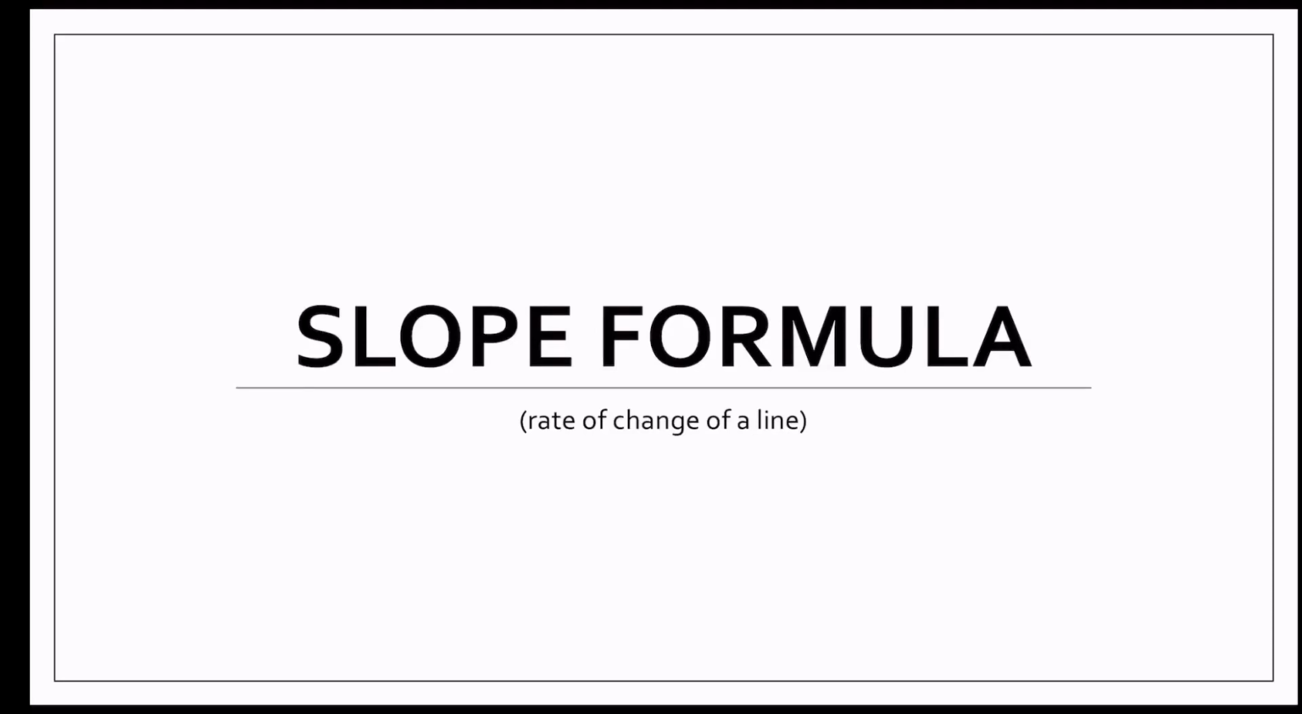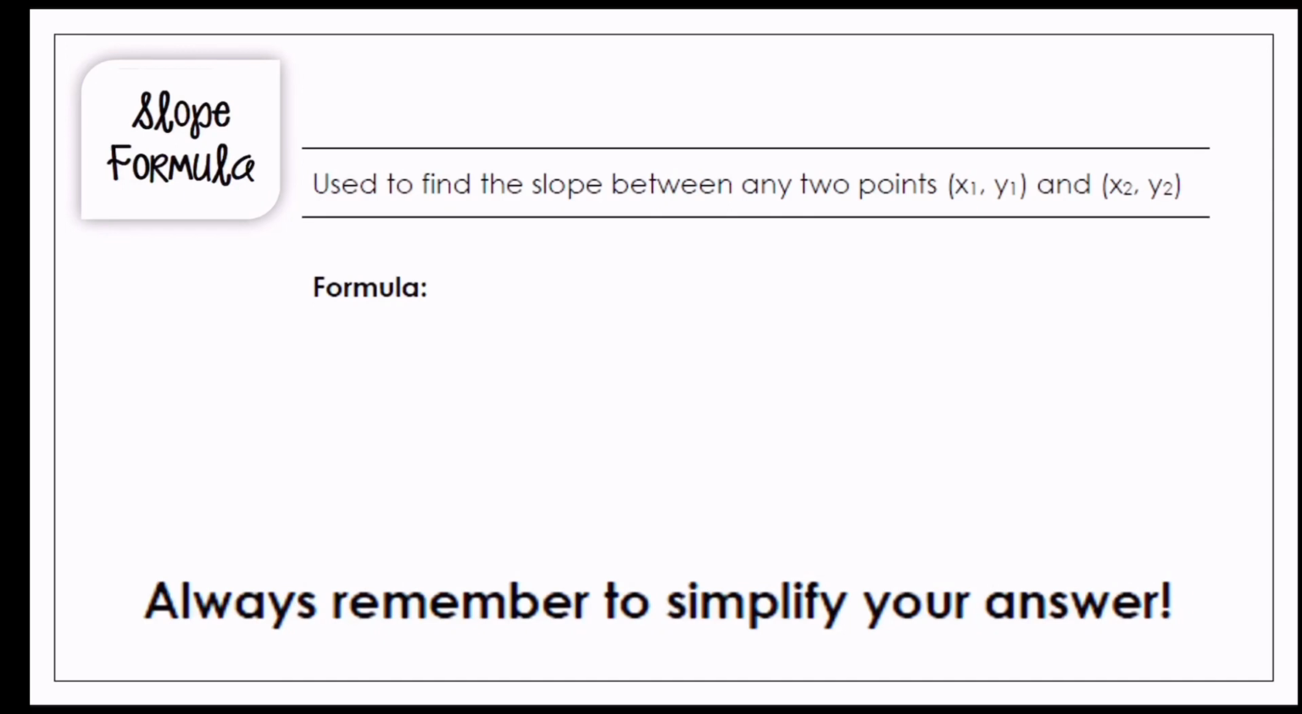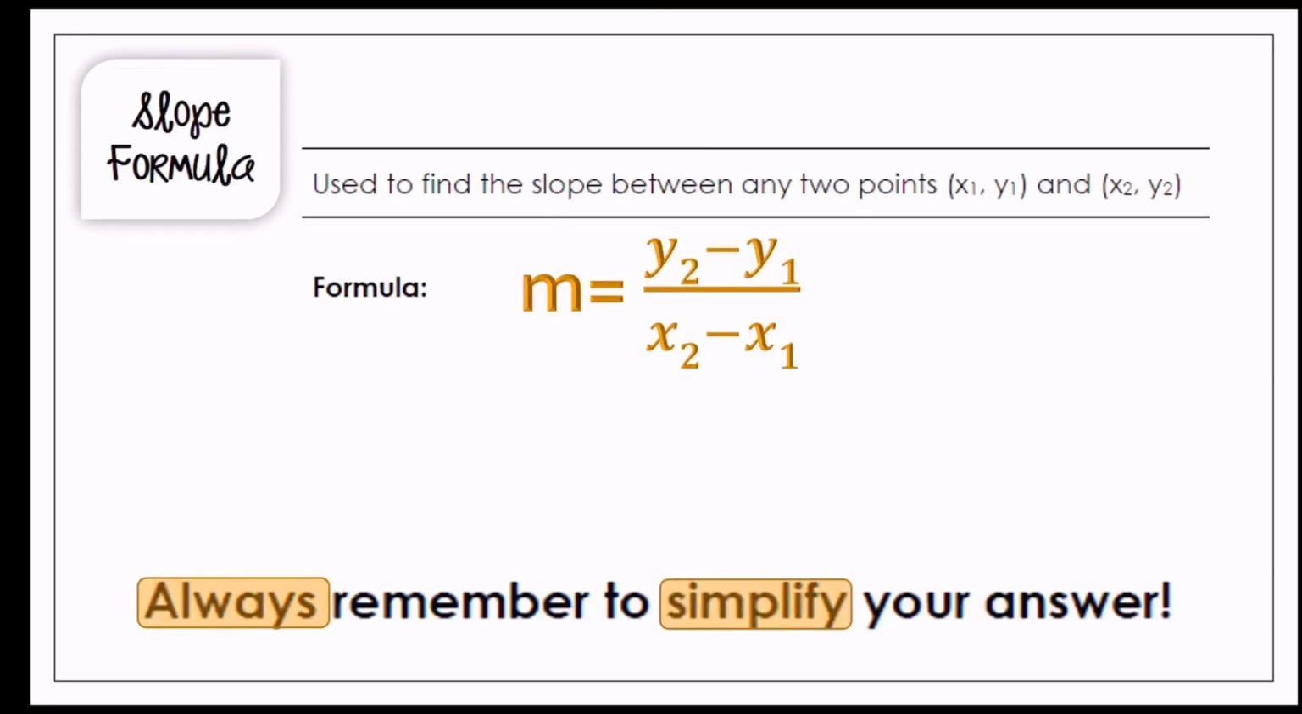So for most of us, this should probably be a little easier than we had last week because you've touched on slope already. But now we're going to go straight to a formula, okay? There is a slope formula. We use this to find the slope between 2 points. And that is y2 minus y1 divided by x2 minus x1. You all did this last week. But now always remember to simplify your answers, okay?